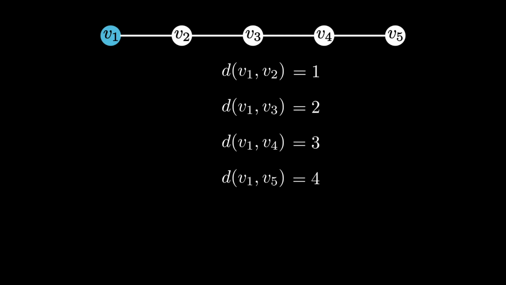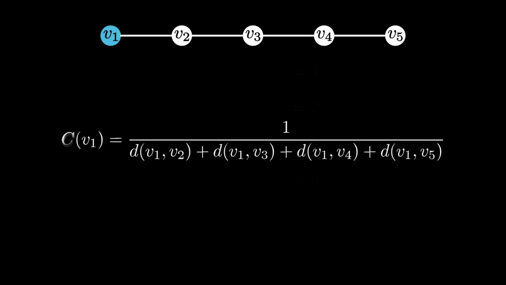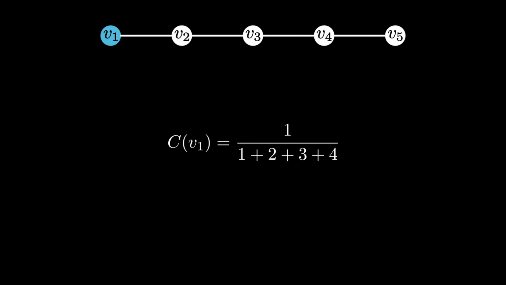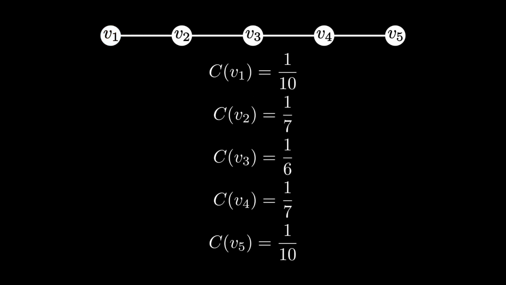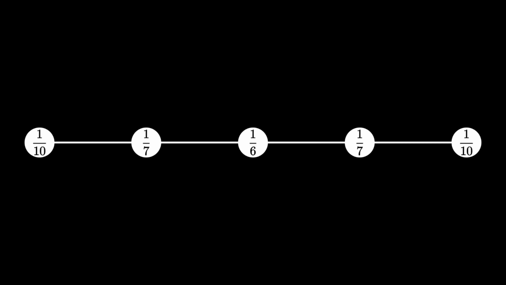Once we have these distances, we add them together and put them over 1. This same calculation can be done for every other vertex in the graph. Now, if we compare the centrality measures of each vertex, you'll see that the middle one does have the highest centrality measure now. And this is good. This ranking matches my intuition of what I think the most important vertices are.